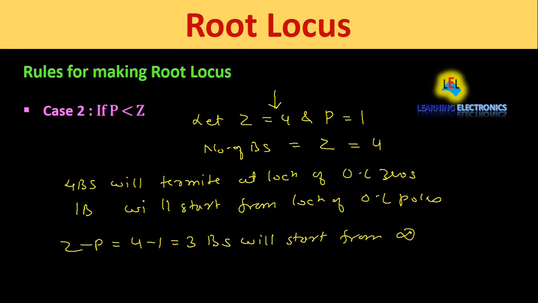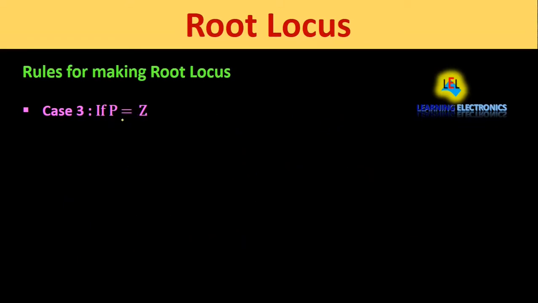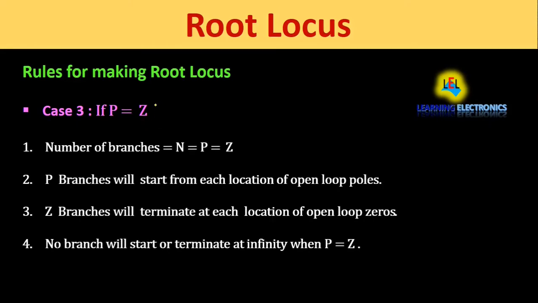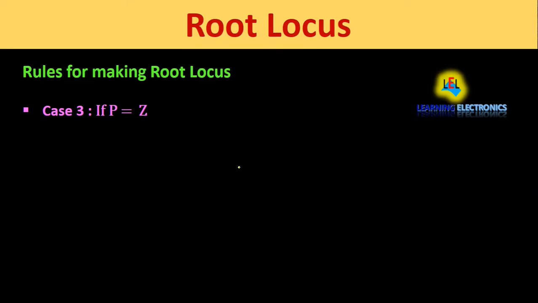So next is the third case. The third case is when the number of poles is equal to the number of zeros. In this case, the number of branches n will be equal to the number of poles, which is equal to the number of zeros. The second point is that p branches will start from each location of open loop poles and z branches will end at each location of open loop zeros. And here we have to remember that no branch will start or terminate at infinity, as p is equal to z here. So to understand this statement, let us take one example.